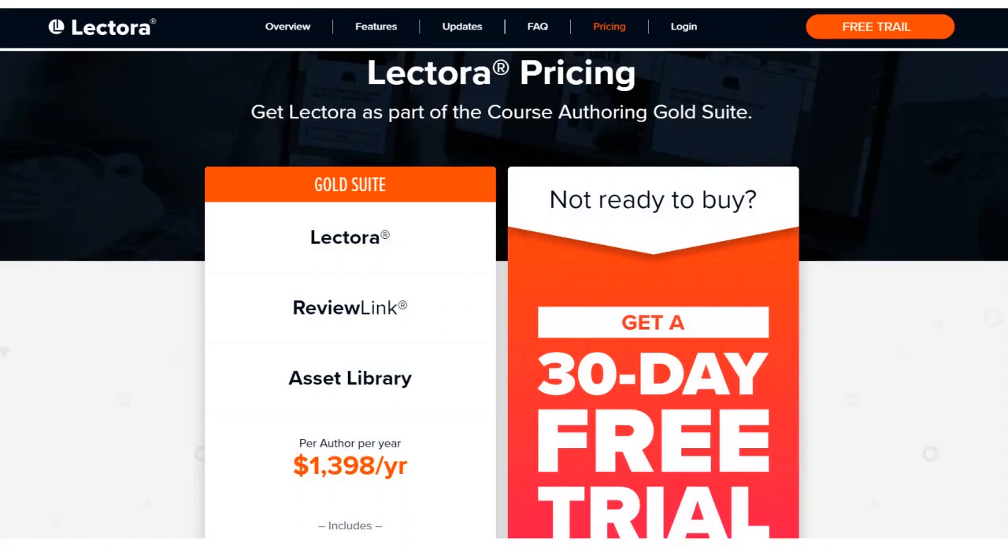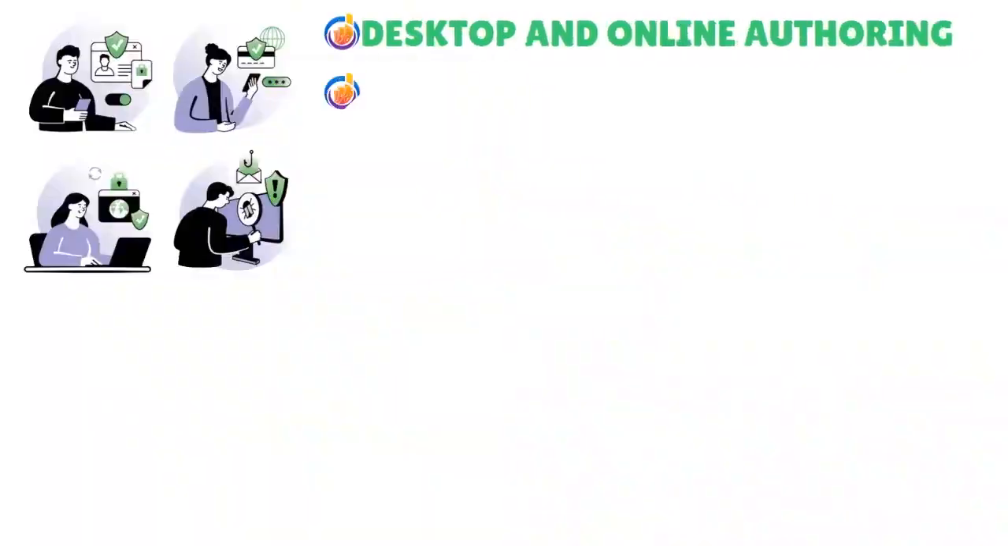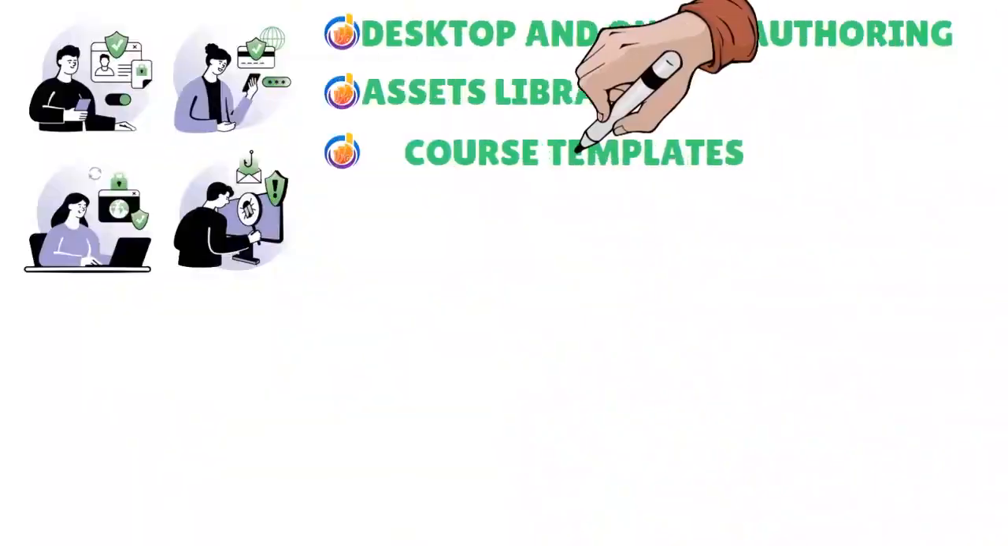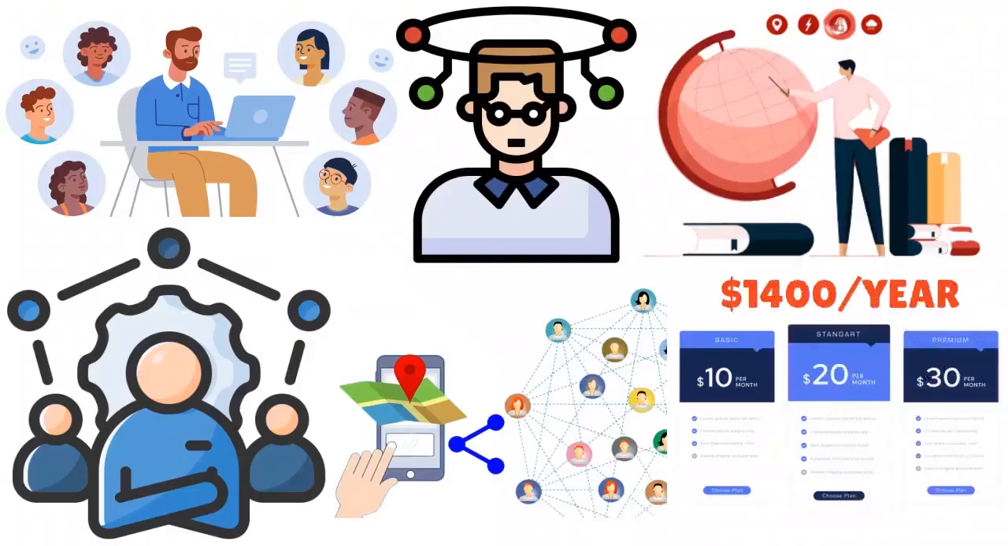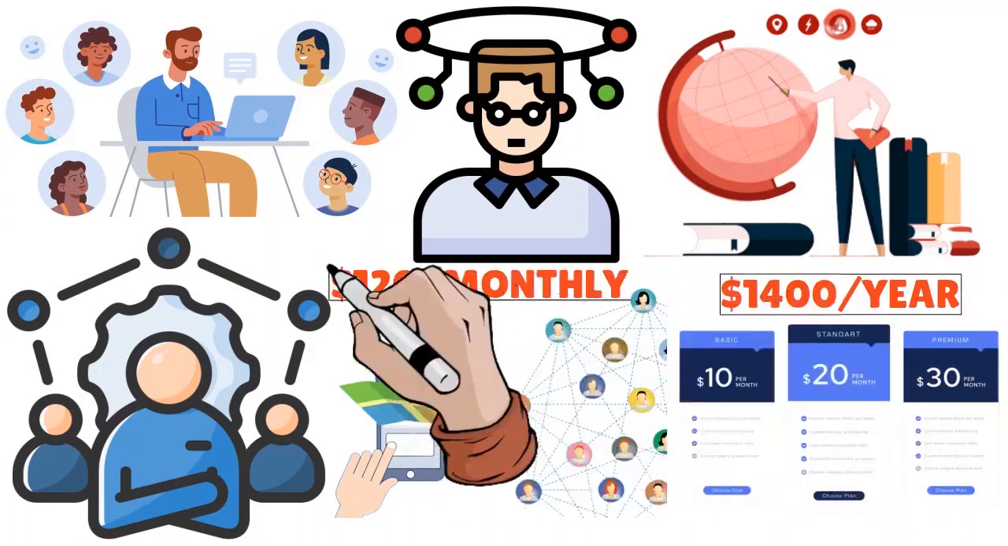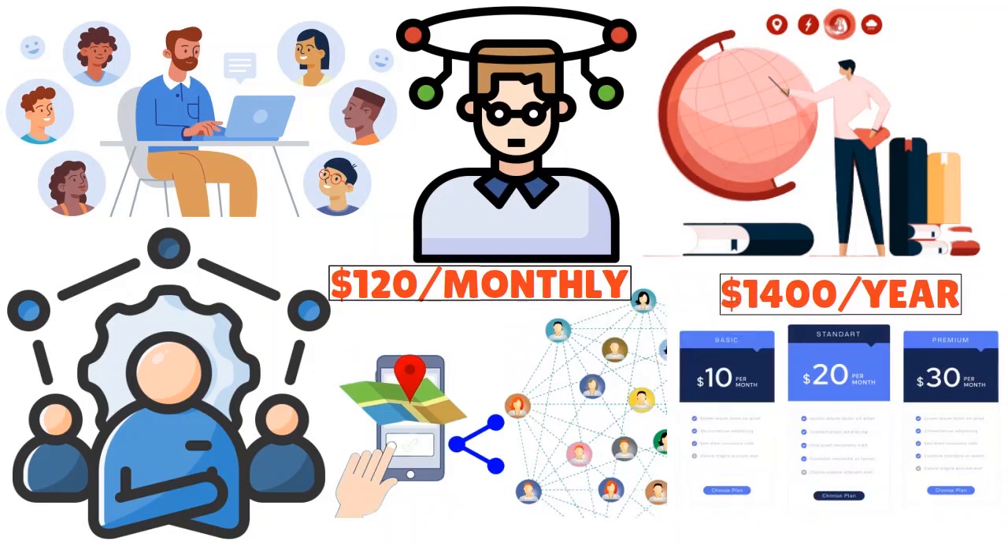You have the gold suite, and this will cost you $1,400 a year. This is per author though, per author per year. But of course, you have a 30-day free trial and see if you like the tool itself. But at the $1,400, you have features such as desktop and online authoring. You have assets library. You have course templates. You have collaborative editing. So when we talk about $1,400 per year, this is about $120 a month, approximately.